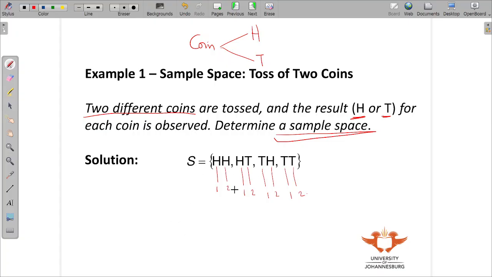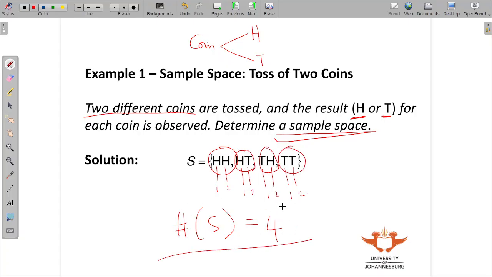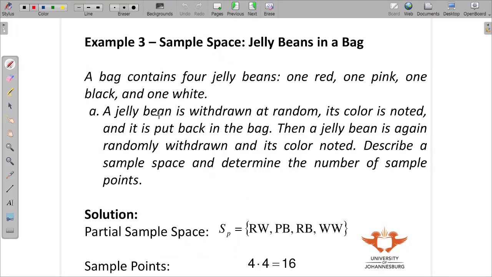So what is the number of this sample point? If I put hashtag with S, I need to find the number. And what is the number now? The number is 4, because this is 1, this is 2, this is 3, and this is 4. So the number of the sample points is 4. Make sure you understand how we got that. All right, so let's go again.